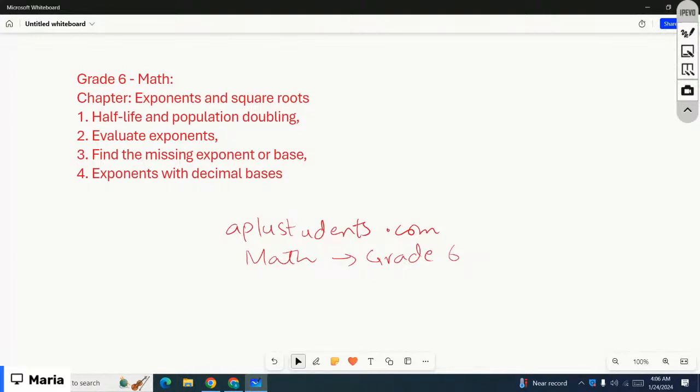There you can find the list of the chapters. We're going to start with the chapter exponents and square roots. And the lessons we're going to cover today are half-life and population doubling, evaluate exponents, find the missing exponent or base, and evaluate exponent with decimal basis.